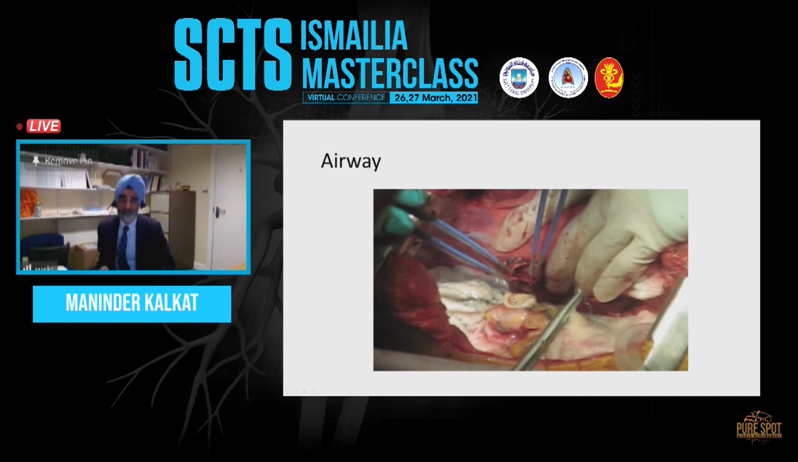But what we practice is that we start the first layer through the membranous trachea continuously, and then interrupted sutures through the cartilaginous part. All during this procedure, make sure it is tension free. And once it is all done, then you cover it with some thymic fat or some pericardial fat or even pleura.